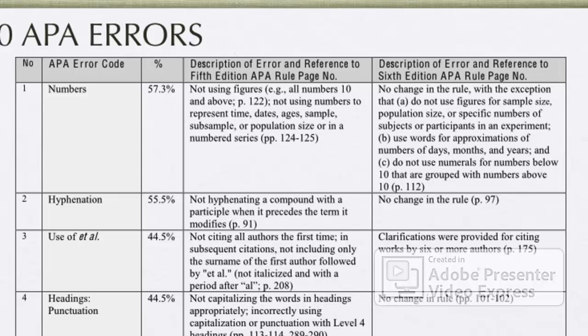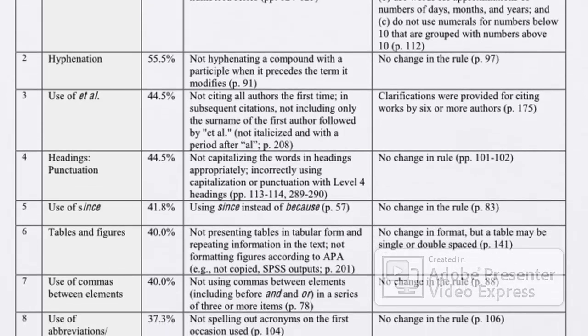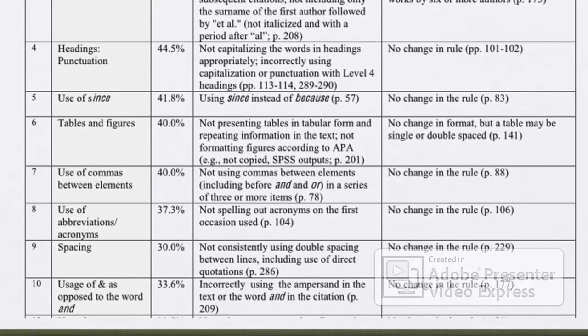Hyphenation is another problem, oftentimes in APA. Use of et al. when you're citing multiple authors of a single piece. Also, the punctuation of headings is oftentimes problematic for people. Using since instead of because. The use of tables and figures, particularly things like not presenting tables in tabular form and not formatting figures according to APA. The use of commas between elements is another one. The use of abbreviations and acronyms.